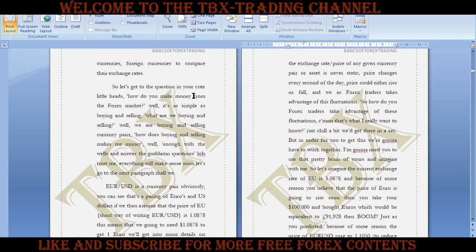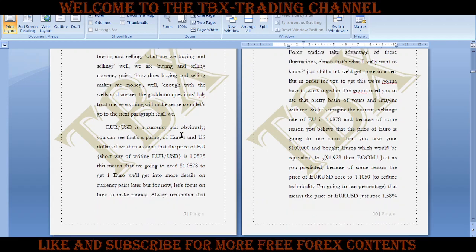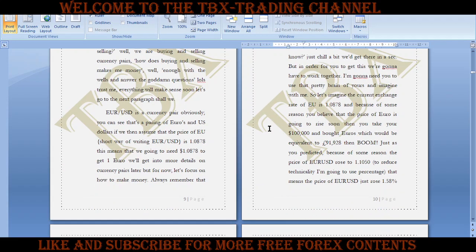And how do you make money in the forex market? Well, it's as simple as buying and selling. What do we buy and sell? We buy and sell currency pairs. Don't forget, I said you shouldn't forget about currency pairs. So how do you buy and sell currency pairs? Well, everything is going to be answered in this mentorship.